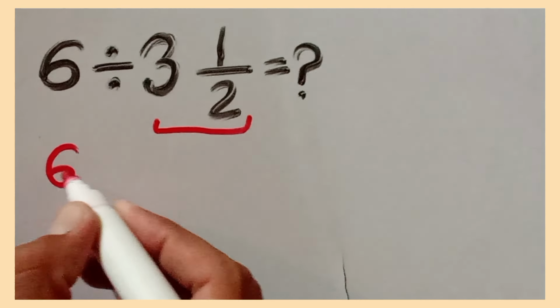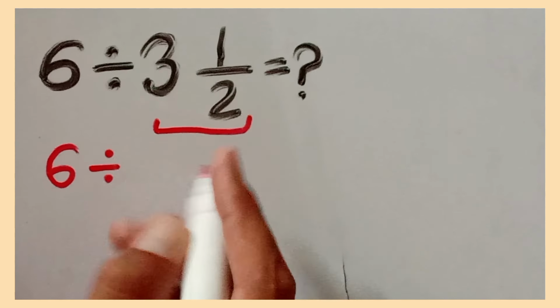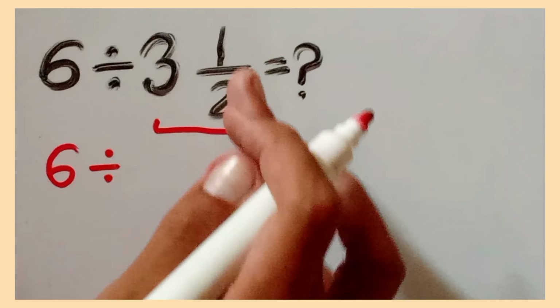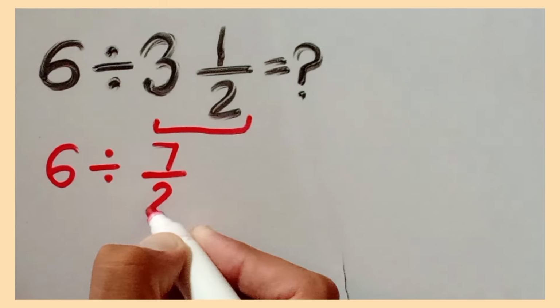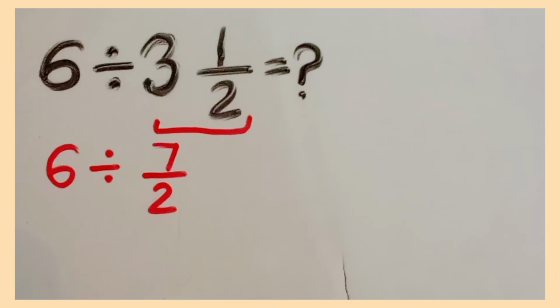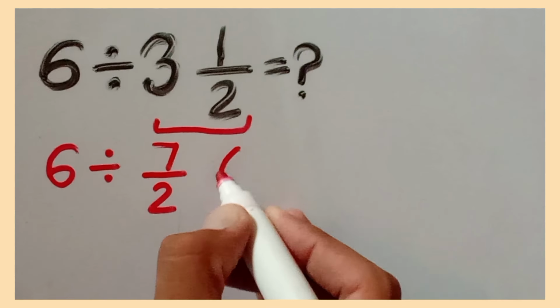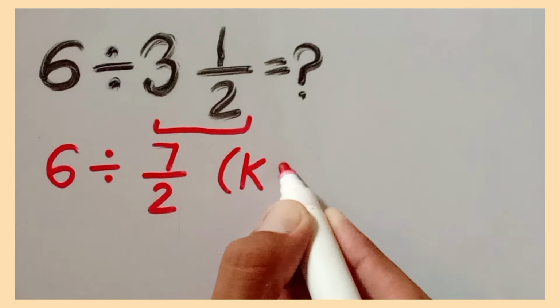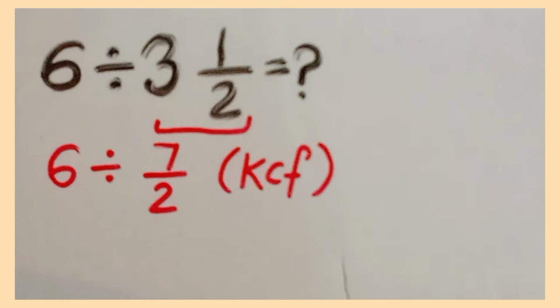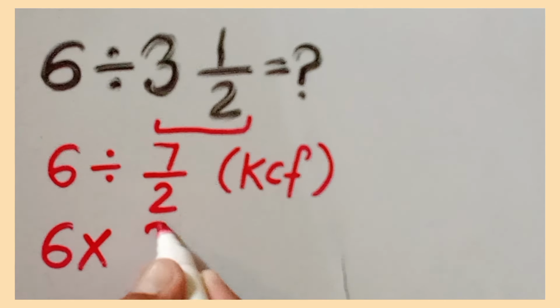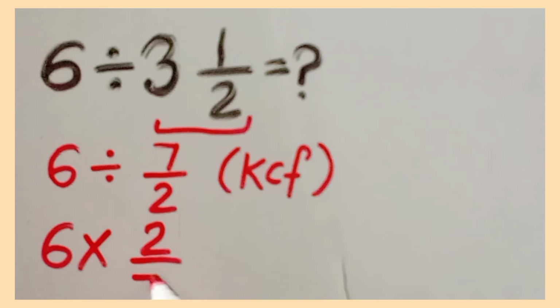So 6 divided by 3 2s are 6 and 6 plus 1, which is equal to 7. So 7 divided by 2. It is a very simple step. Now according to KCF, where K stands for keep, C stands for change and F stands for flip, we can solve this question as 6 multiplied by 2 divided by 7.